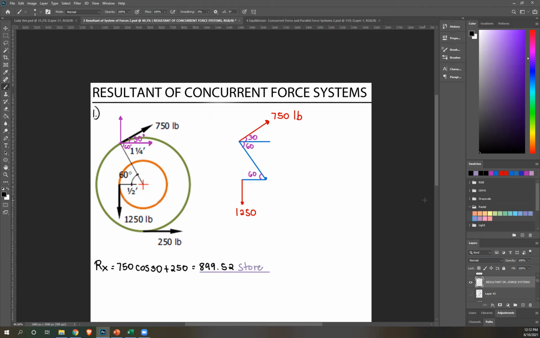After solving for Rx, next solve for Ry. Once again, starting with 750, it's upward, therefore positive 750, y component, therefore sine 30. Okay? Next, what else? This 1250 force is downward, so minus 1250. And then this doesn't have a vertical component, so ignoring that, solving for this, we should get negative 875.